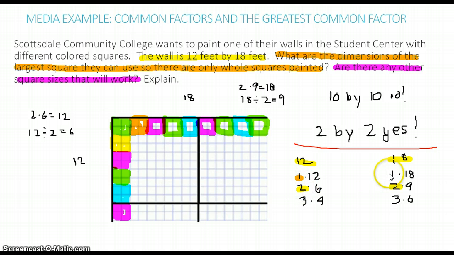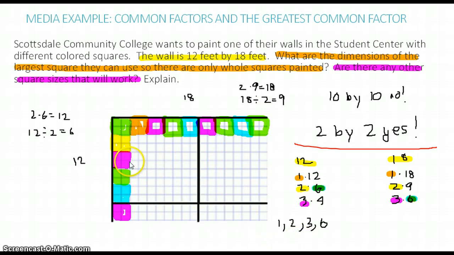Well, they both have 1, and they both have 3. And let's see, 12 has 4, but 18 doesn't. 12 has 6, and so does 18. And 12 has 12, but 18 doesn't, and the same with 9 and 18. So these were their common factors. I'm going to make this one blue. So their common factors were 1, 2, 3, and 6.